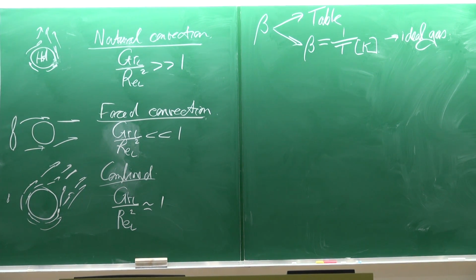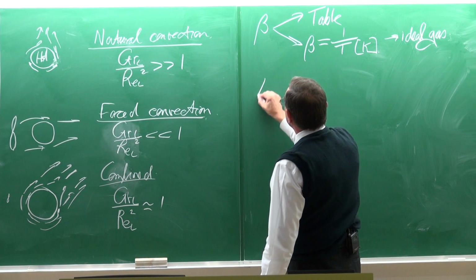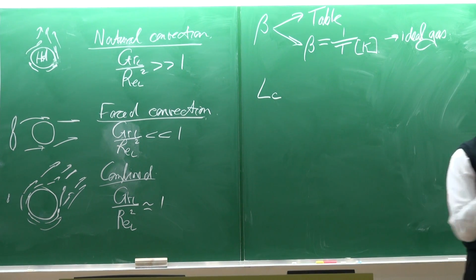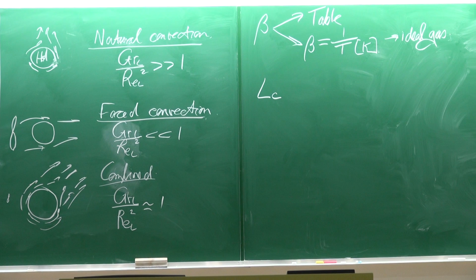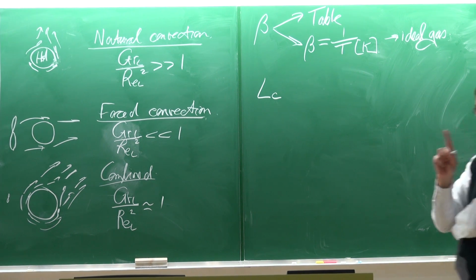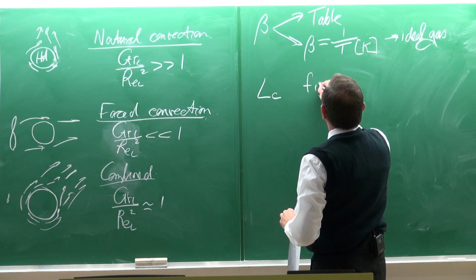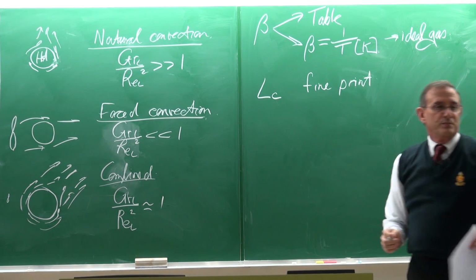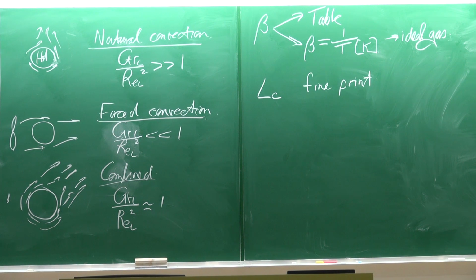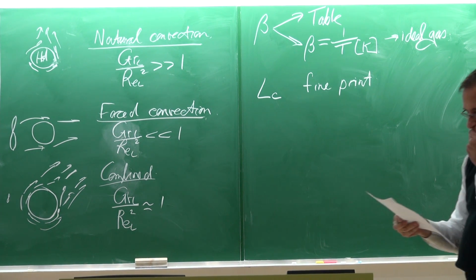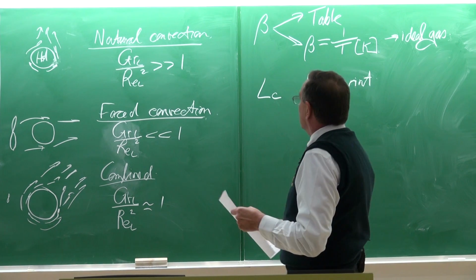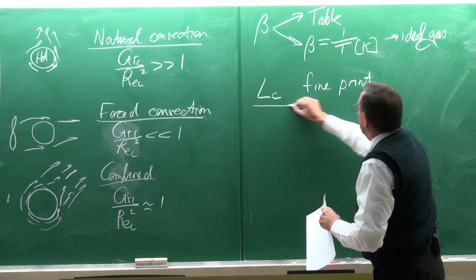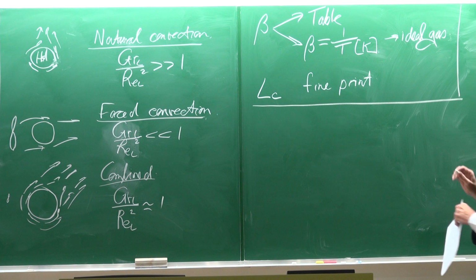If I look statistically at all the mistakes that students make. Okay, now the second one is L_c, getting the characteristic length. Getting the value of the characteristic length is always in the fine print of the textbook. It's in the fine print. Okay, so those are the two things that you have to be careful for.